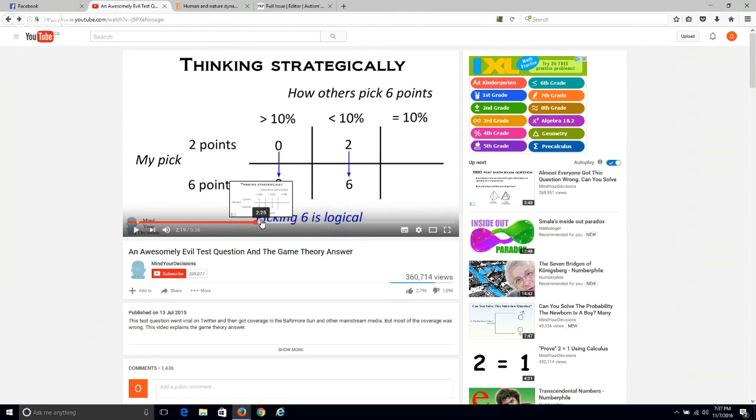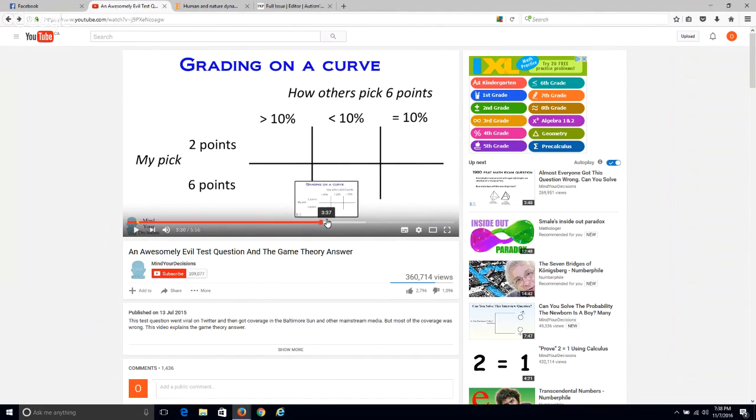And let's see, so picking 6 is logical apparently. And where are we here? Yes, if you pick 2 points, you get 2 points. But if it equals 10%, if you pick 2, you get 2. And if you pick 6, you get nothing. So Presh Talwalkar says that the correct response in every circumstance is picking 6, especially considering that grading happens on a curve. So you will still want to pick 6 points either way. So this way you get 4 extra points.